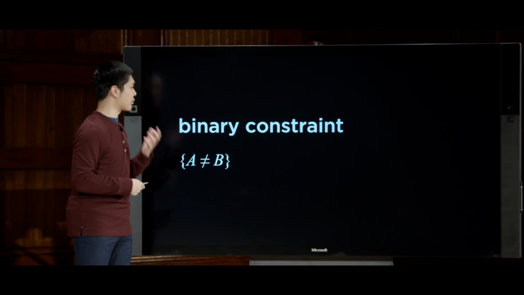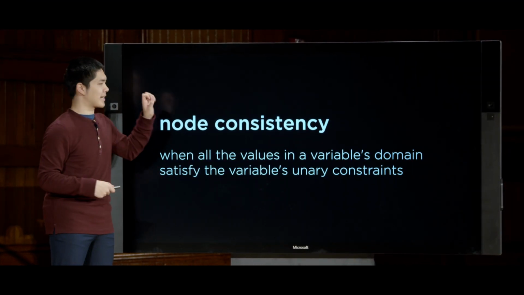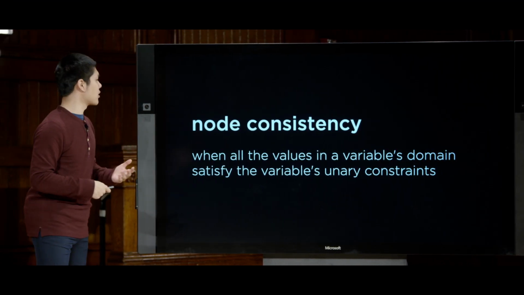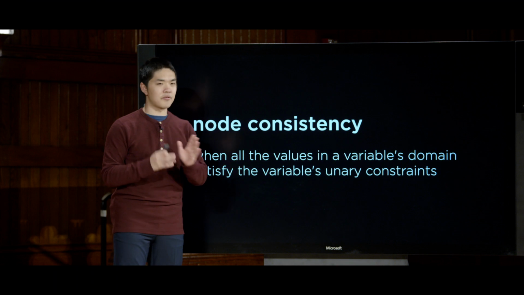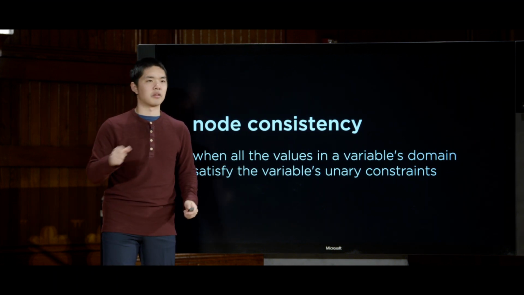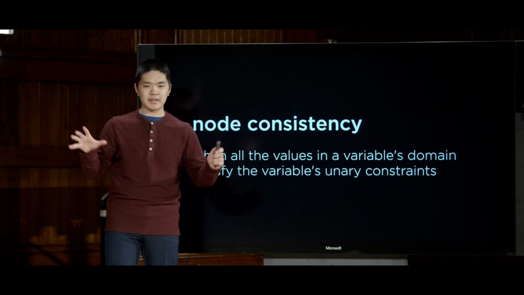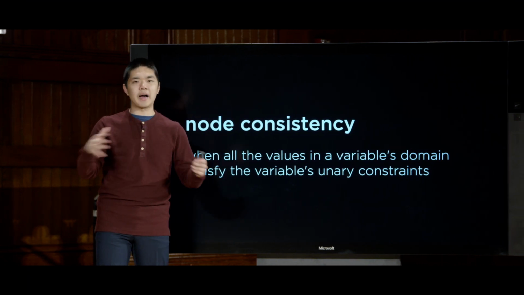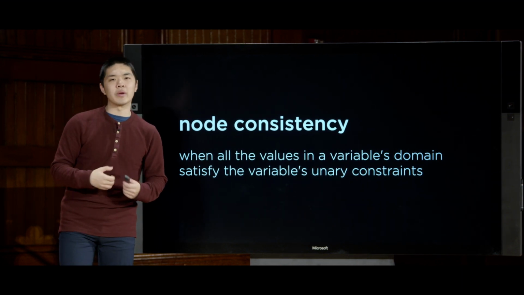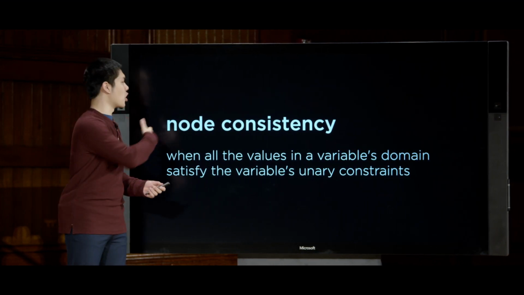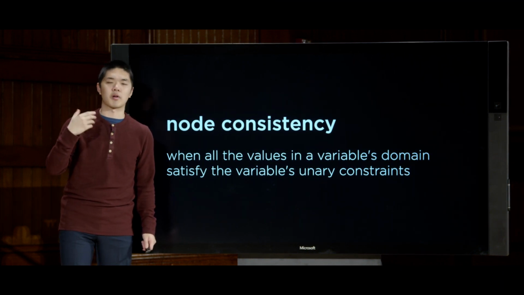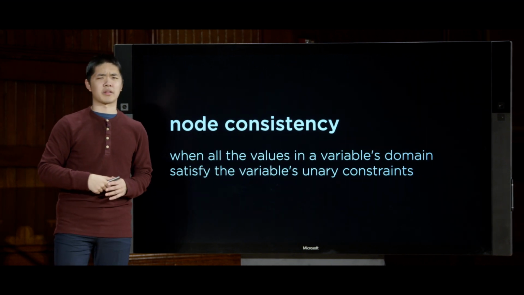And one thing we can say is we can try and make the problem node consistent. So what does node consistency mean? Node consistency means that we have all of the values in a variable's domain satisfying that variable's unary constraints. So for each of the variables inside of our constraint satisfaction problem, if all of the values satisfy the unary constraints for that particular variable, we can say that the entire problem is node consistent, or we can even say that a particular variable is node consistent if we just want to make one node consistent within itself.